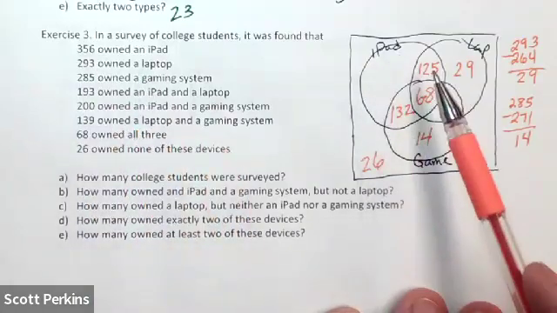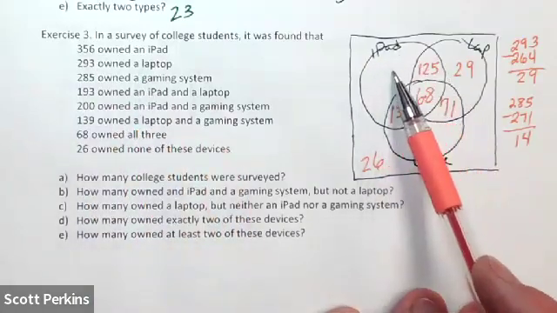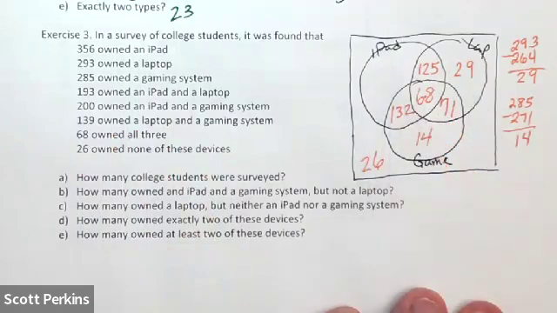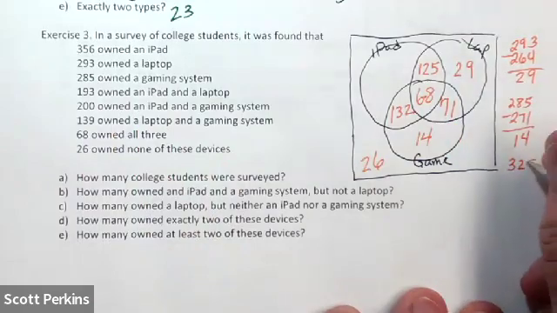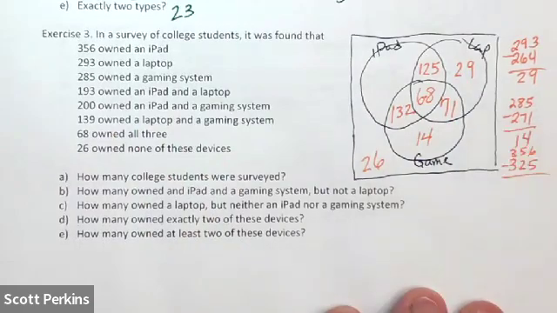356 owned an iPad. So I need to figure out how many are in this last region. So I'm going to add up what I know, 132 people plus 68 plus 125. That gives me 325. I'll write that down here. And there are 356 total. When I subtract that, that is 31 left over. And now we can answer the questions.